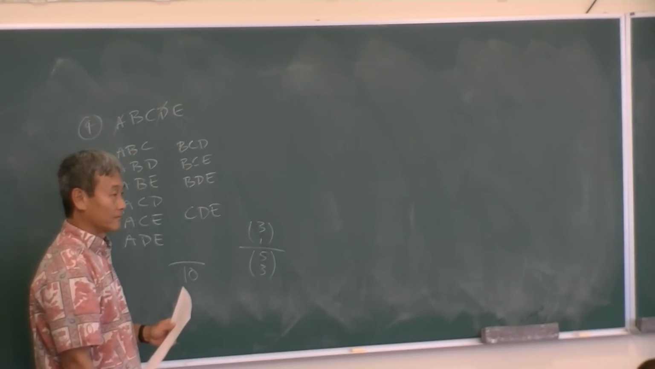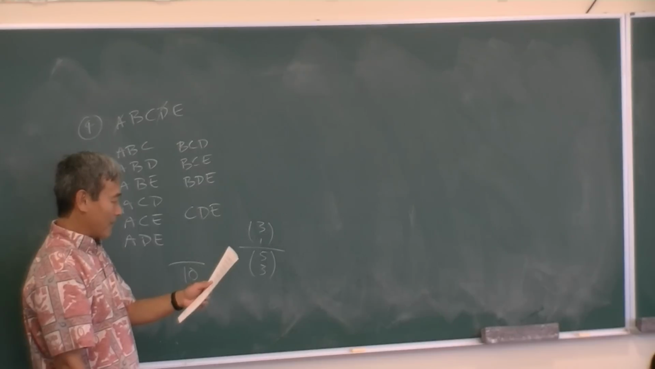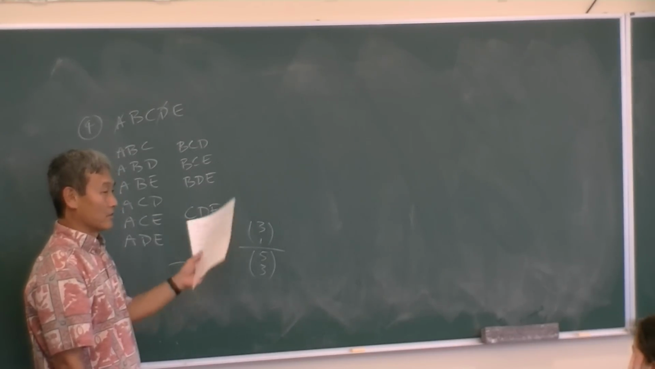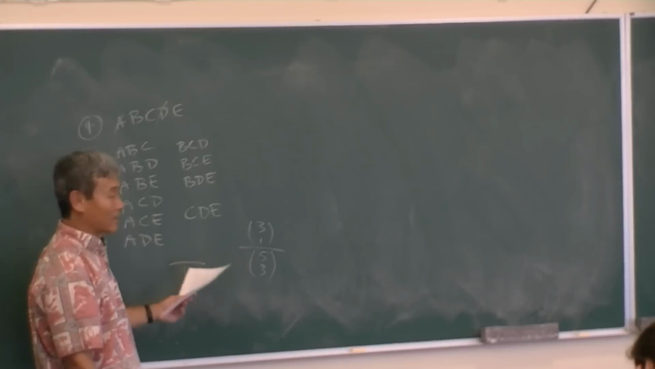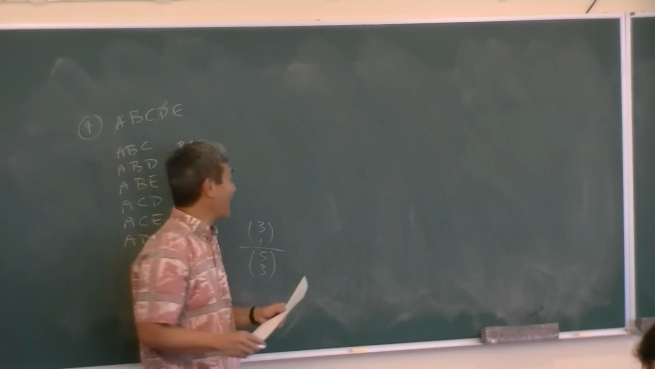Wait, which one is that? B. Okay, what about E, C? Ben, Cal, and Ed are on the committee. Yeah, so there's only one time they're going to be on it, so it's going to be 1 out of 10, right? Okay, number 5.